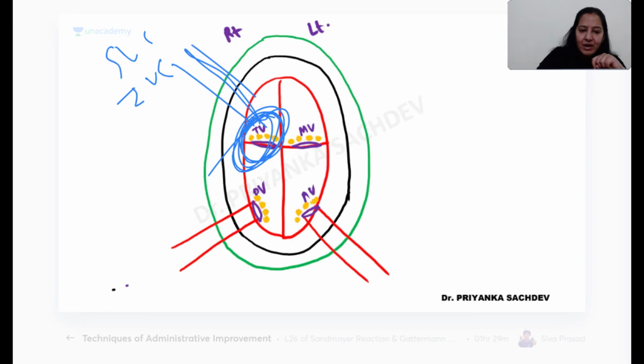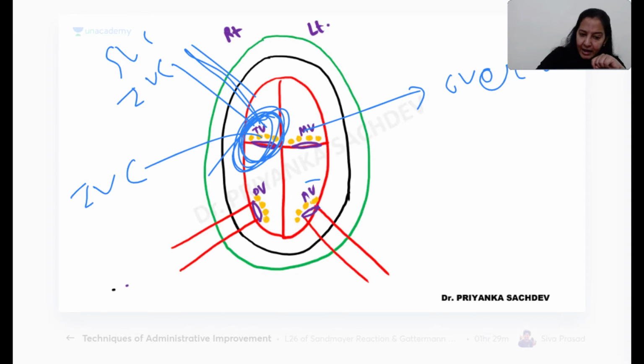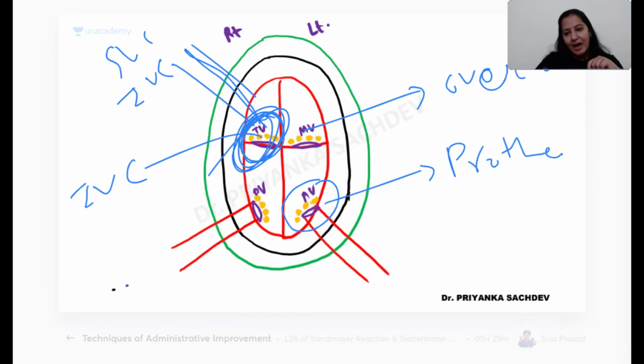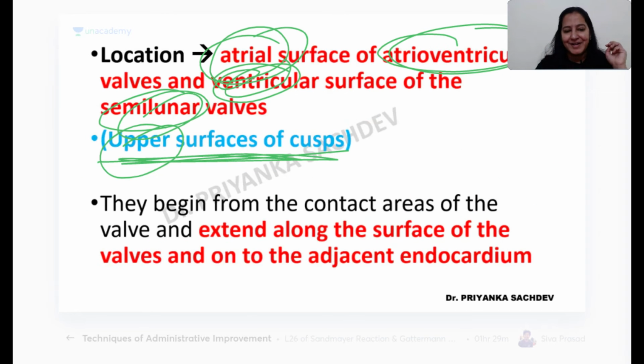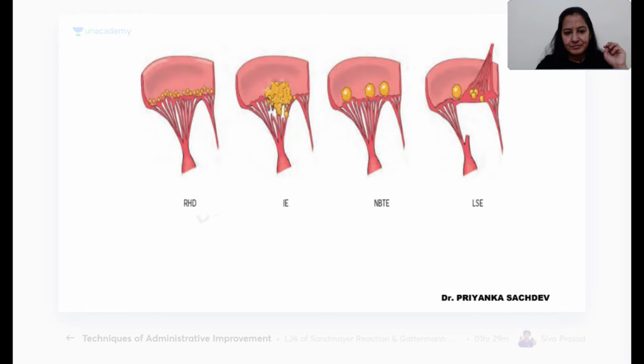So in this diagram, you can write mitral valve overall endocarditis, tricuspid valve IV drug users endocarditis, and aortic valve prosthetic surgery endocarditis. So in this diagram, you can write all three. Yes or no? Give me a thumbs up if you got it. So that is the thing. Now compare all four.